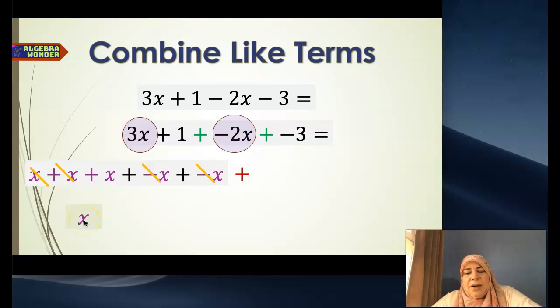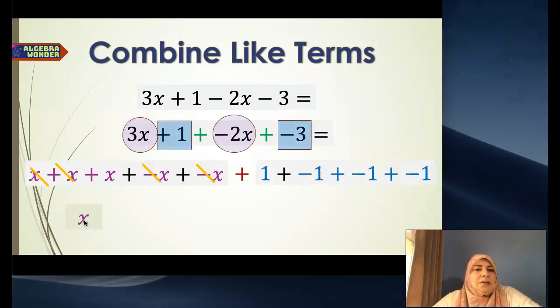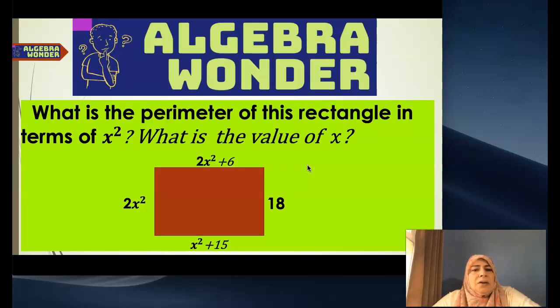What about the constants here? I have 1 and negative 3. So I have 1 positive and negative 1 three times: negative 1, negative 1, negative 1. Again, positive 1 and negative 1 are a number and its opposite. You add them up to 0, so they eliminate each other. So we have negative 2 left. So it's x plus negative 2. Adding a negative is subtraction, so you can just write it like that: x minus 2.